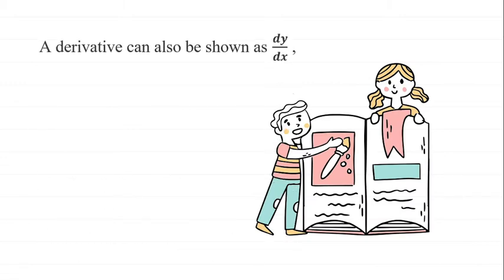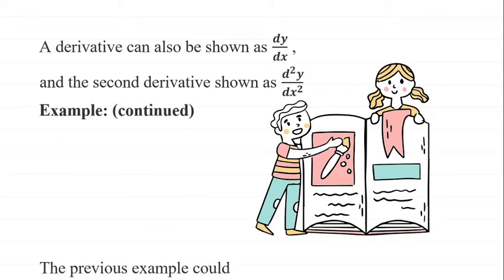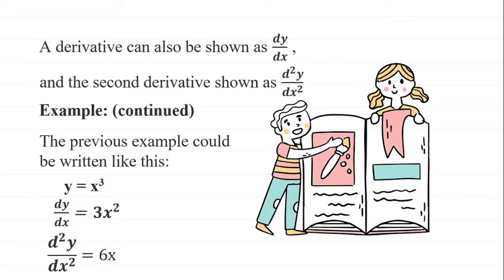A derivative can also be shown as dy divided by dx, and the second derivative shown as d squared y divided by dx squared. Example: the previous example could be written like this: y equals x cubed, dy divided by dx equals 3x squared, d squared y divided by dx squared equals 6x.